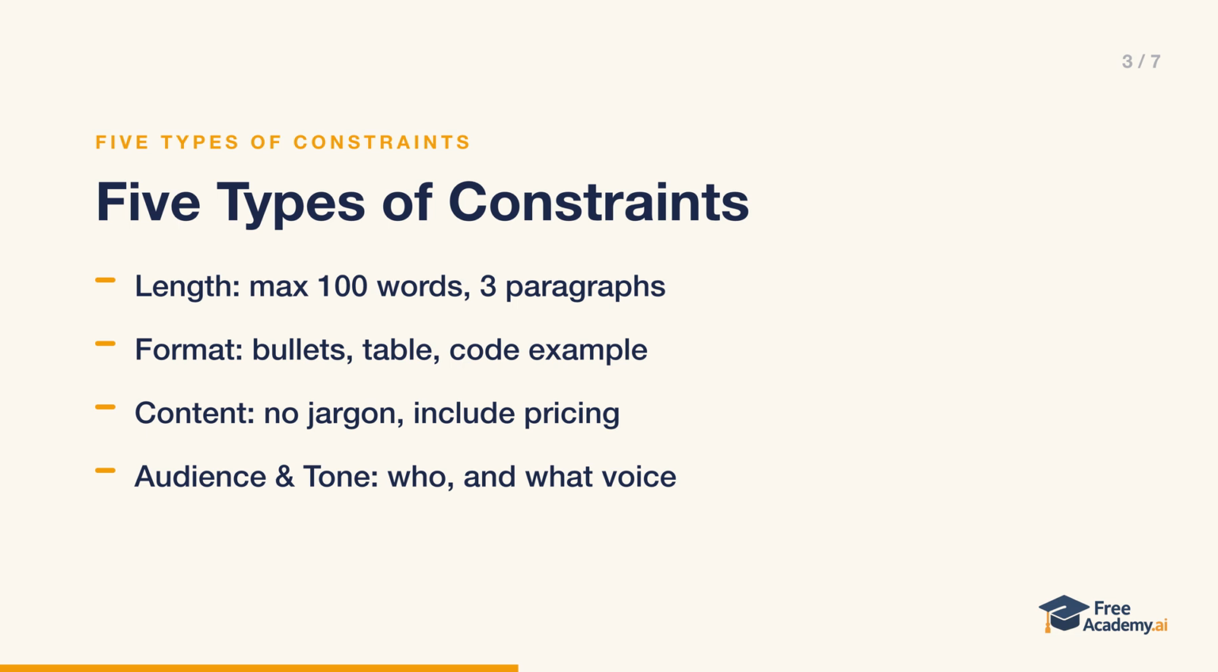Audience constraints set who it's for: suitable for C-level executives, readable by a 10-year-old, or for developers who know Python. And tone constraints set the voice: no humor, no corporate buzzwords, a neutral perspective, nothing preachy or salesy. Run through these 5 categories on any prompt, and you'll quickly spot what you forgot to specify.